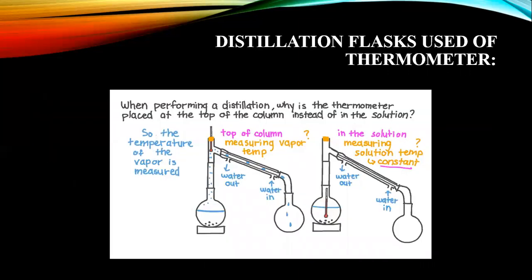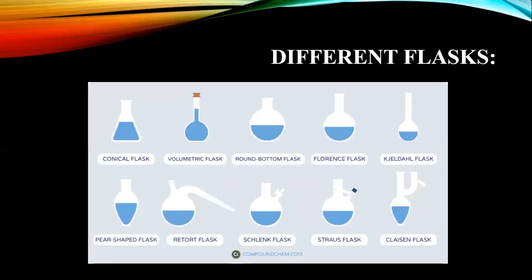Distillation flask choose the thermometer. Here I am performing a distillation. Why is the thermometer placed at the top of the column? First of all, so that the pressure of the vapor is measured. Top of the column measures vapor temperature, water out, water in. The thermometer placed in the solution measures solution temperature, constant, water in, water out, and the thermometer is down. Different flasks, different shapes of flasks, we use in determining the emergent stem correction: conical flasks, volumetric flasks, round bottom flasks, Lorentz flasks.